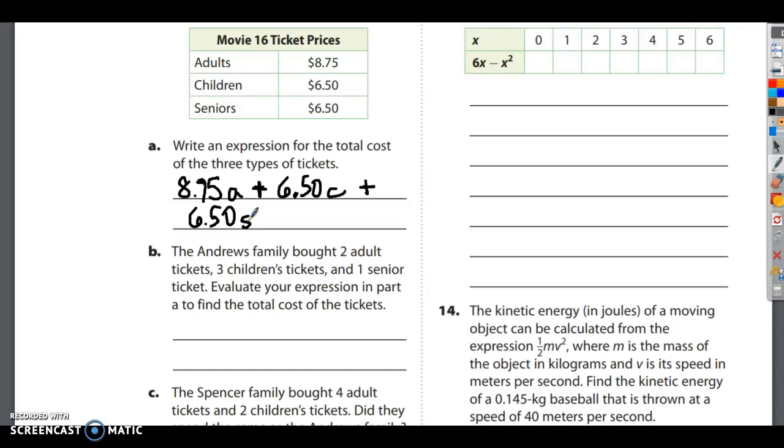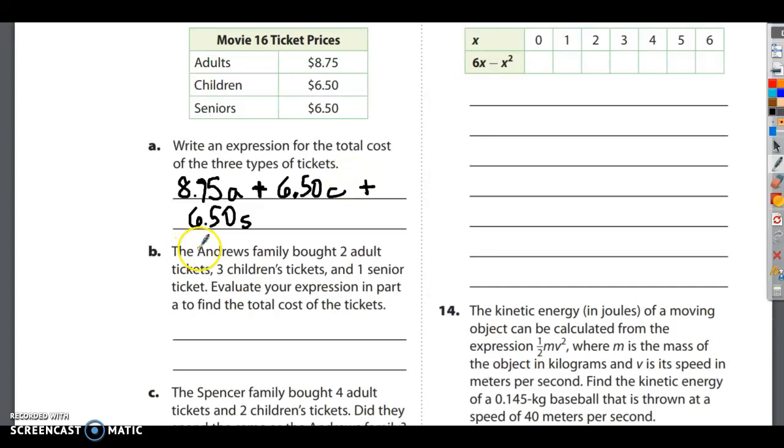That's it. It's real simple. That's all we have to do for that. All right, let's go ahead and move on. Now what we're going to do is we're going to solve using this method. We're going to go ahead and figure out how many adults are going. We're going to multiply that by 8.75. We're going to figure out how many children and seniors are going. We're going to multiply those by 6.50.